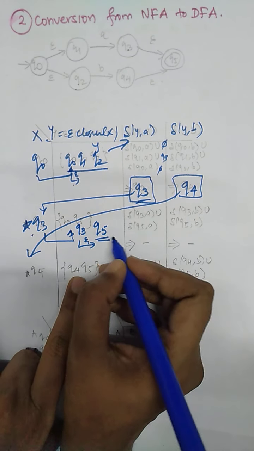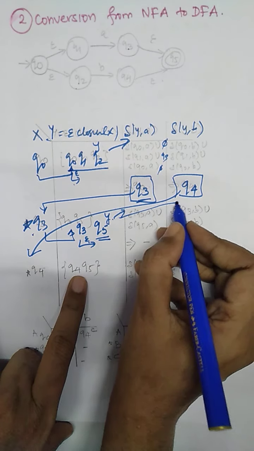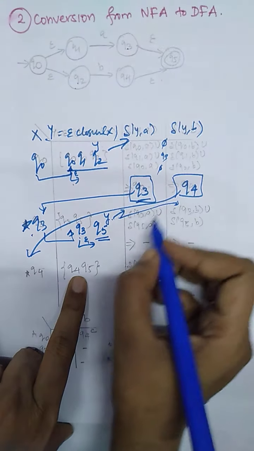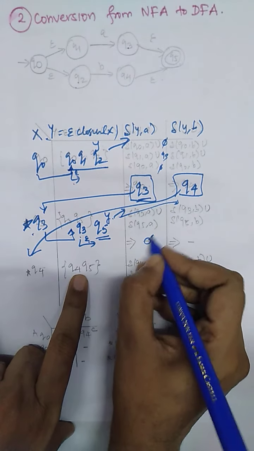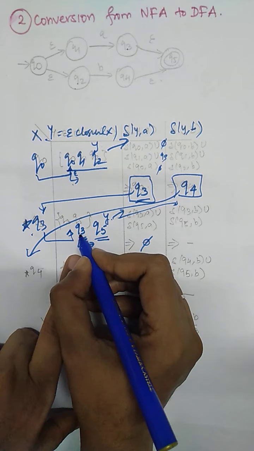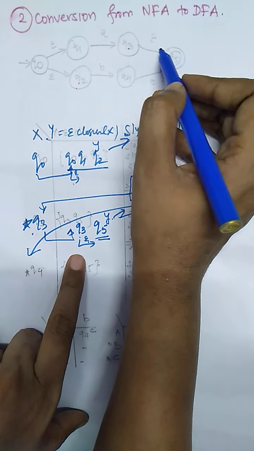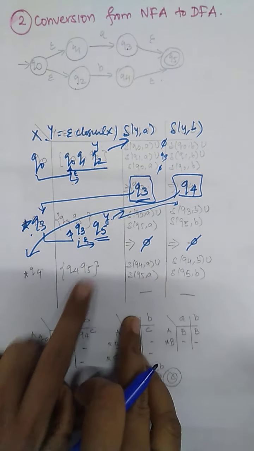Okay, what will be the next step? So this will become y. What we have to do is y on A and y on B. So Q3 on A, no transition. Q5 on A, no transition. So the answer will be none. Now this is y on B. Q3 on B, no transition. Q5 on B, no transition. So the answer will be none.